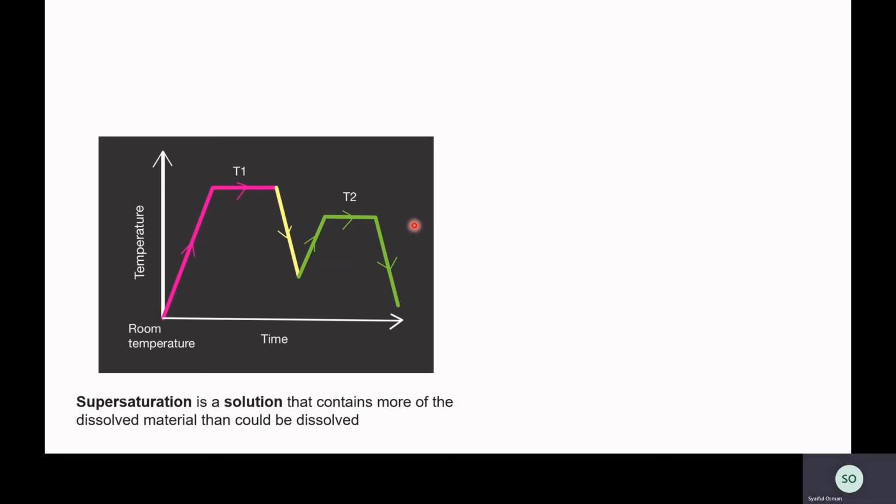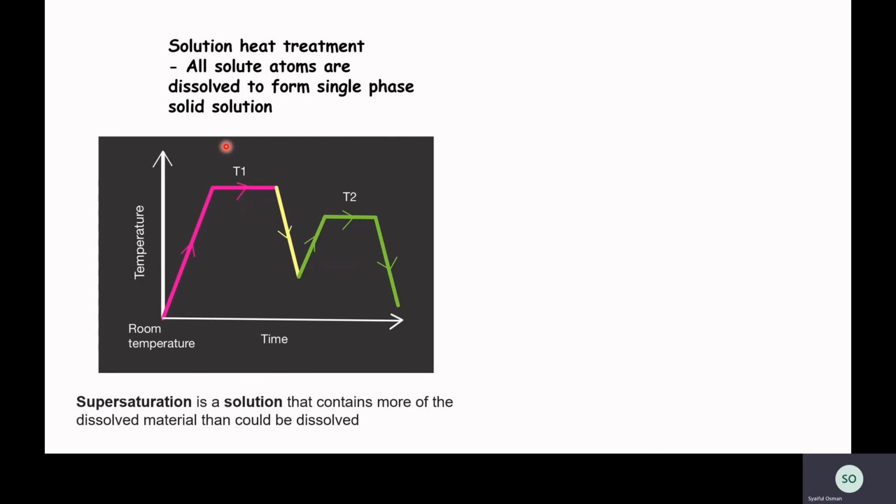So graphically, this is how we can represent a process that involves heat treatment, as shown in the figure here. In the first step, as shown by the red color, we have a solution heat treatment where all the solute atoms are dissolved to form a single-phase solid solution. Then we have quenching, shown in yellow in the figure, which can be defined as rapid cooling to room temperature to create the supersaturated solid solution.